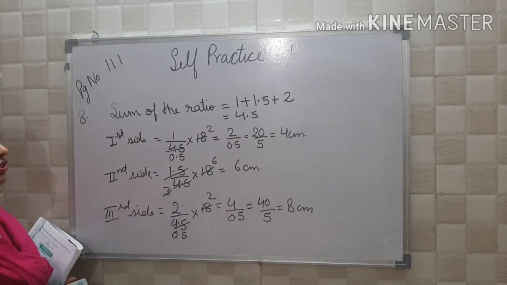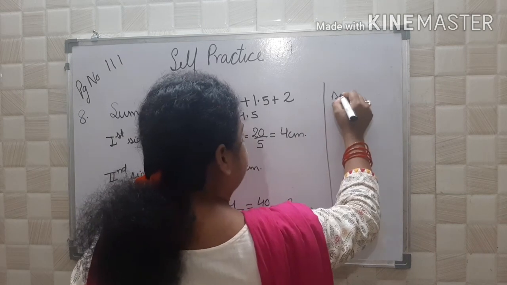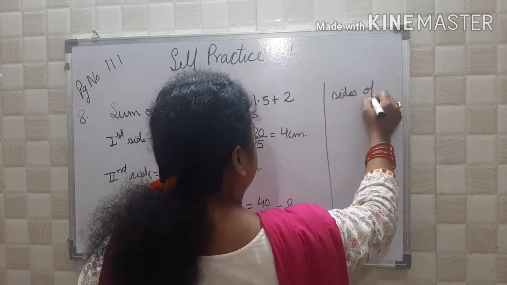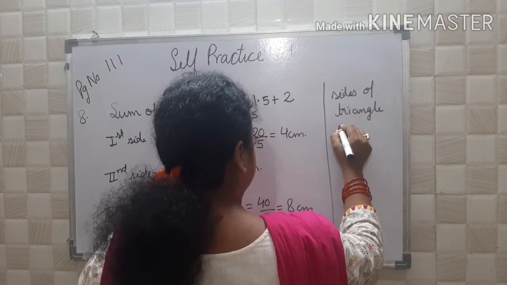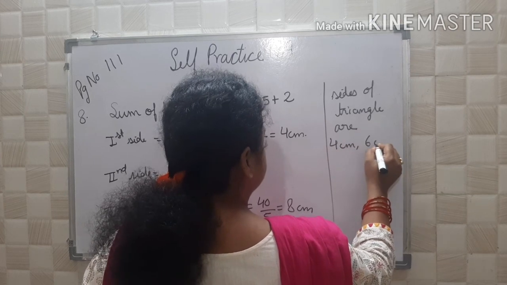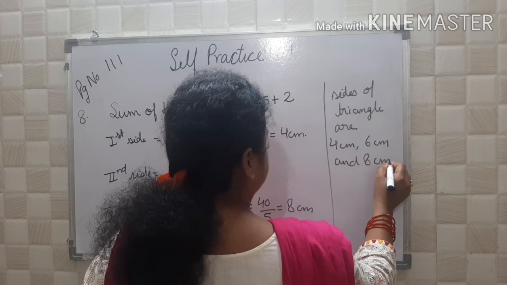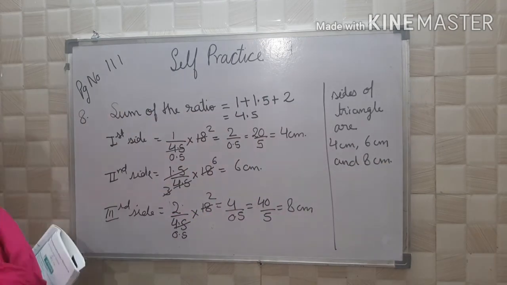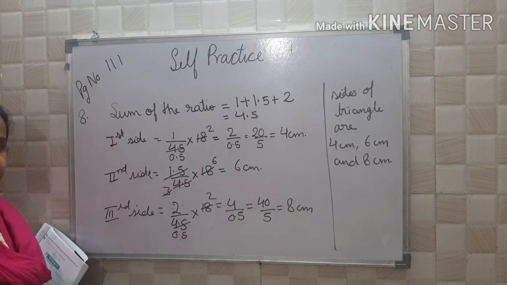Okay. Now what are the sides of the triangle? Sides of the triangle are 4 centimeter, 6 centimeter and 8 centimeter. Okay. What are the sides of a triangle? 4 centimeter, 6 centimeter and 8 centimeter.